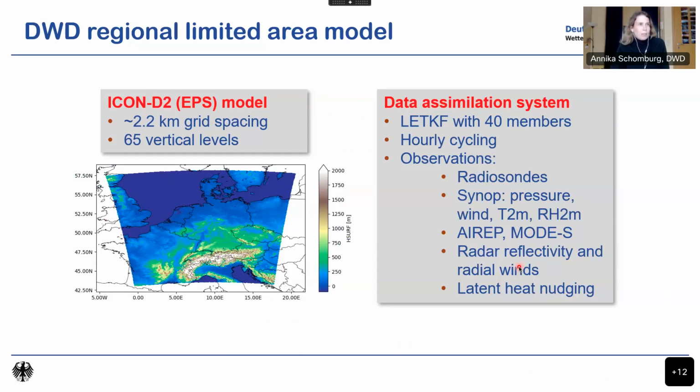And the data assimilation system is a LETKF with 40 members and hourly cycling. Up to now, as observations that we assimilate in the routine, we have radiosondes, of course, and SYNOP data and the Aireps and Mode-S data. In addition, the 3D radar reflectivity and radial winds that we assimilate in the LETKF directly, but we also apply latent heat nudging.